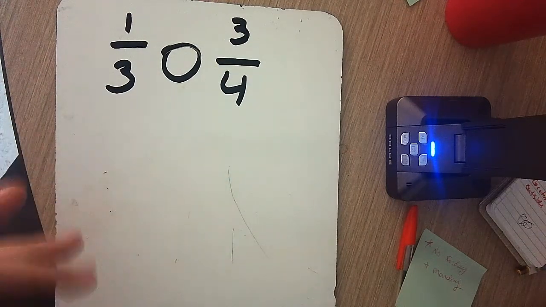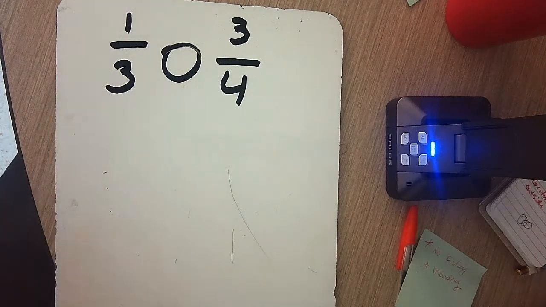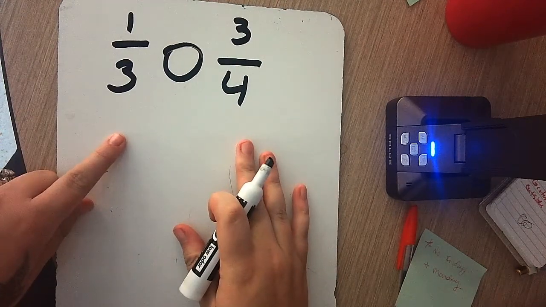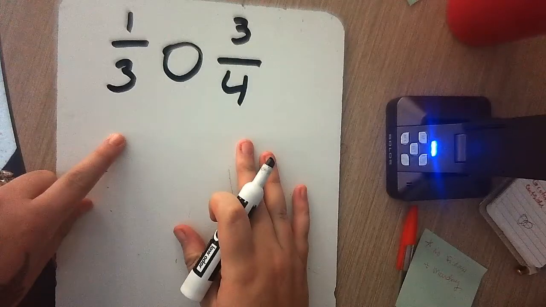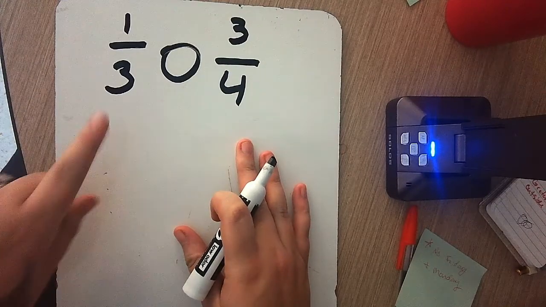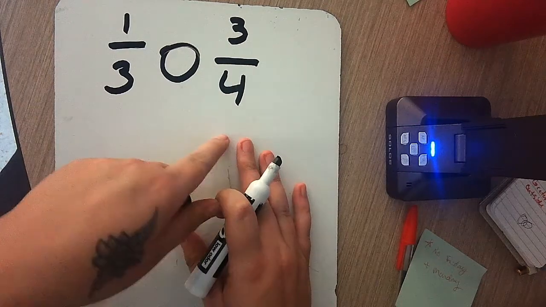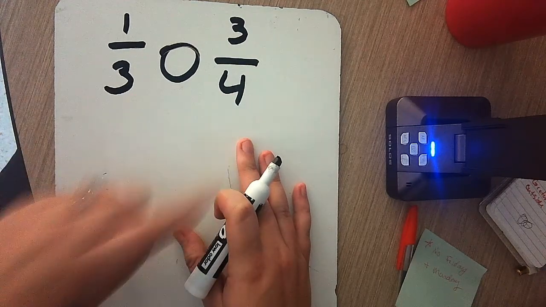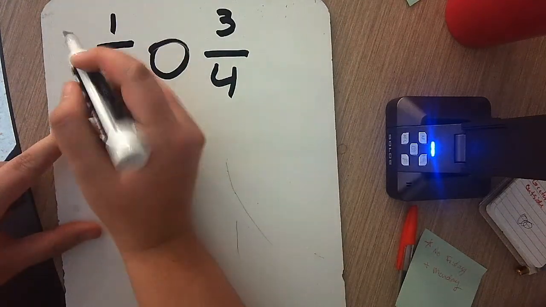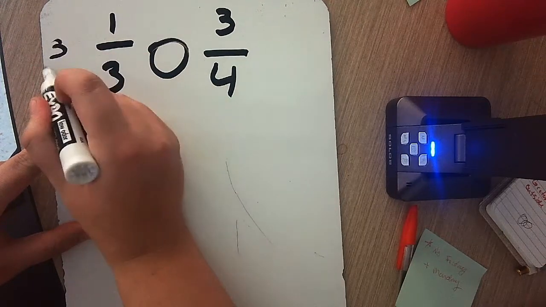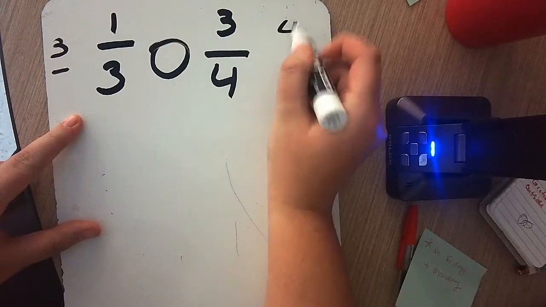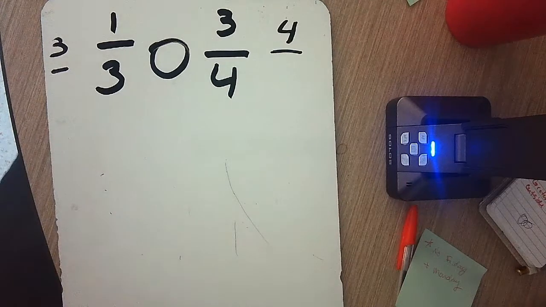So that means we're going to review how to make the denominators like, or the same. So first things first, we have a 3 and a 4, and we don't like that. We want them to be the same. So the first step is to list the multiples of our denominators, or our bottom numbers of fractions. So we're going to list the multiples of 3, and we're also going to list the multiples of 4, and we're going to try to find the least common multiple.